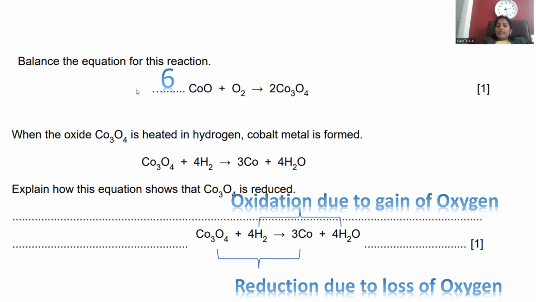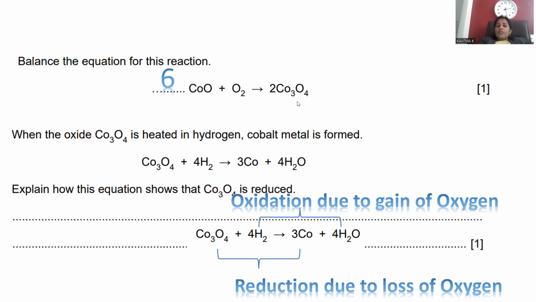To get the reactant side, first we have to observe the product side. In the product side, coefficient 2 is mentioned for Co3O4. That means each formula has three cobalt atoms, indicated with coefficient 2, so multiply 3 by 2. So 6 cobalt atoms will be there. So 6 CoO, six cobalt oxide, combines with O2.